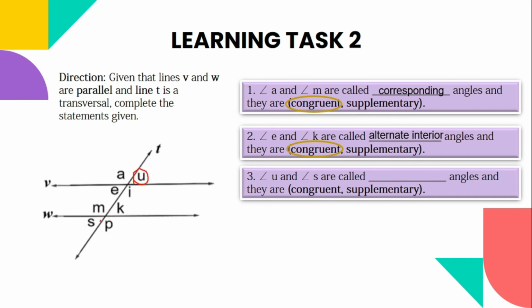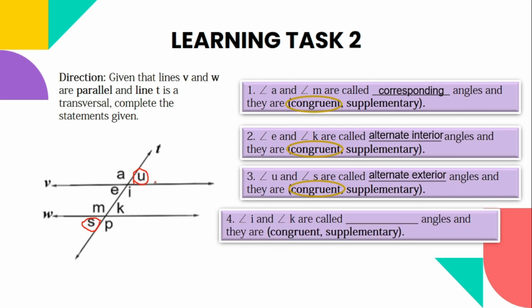Number 3, angle U and angle S. If we observe, they are exterior angles, right? And they are alternate. So, therefore, they are alternate exterior angles. And they are congruent, because alternate exterior angles are congruent if the transversal cuts parallel lines. Number 4, angle I and angle K. They are interior angles, inside, and they are on the same side of our transversal. Therefore, these are same side interior angles and they are supplementary. Right? When same side interior angles, they are supplementary.